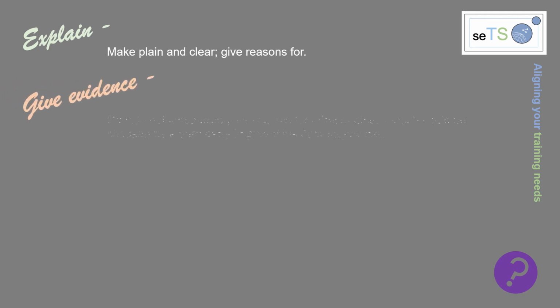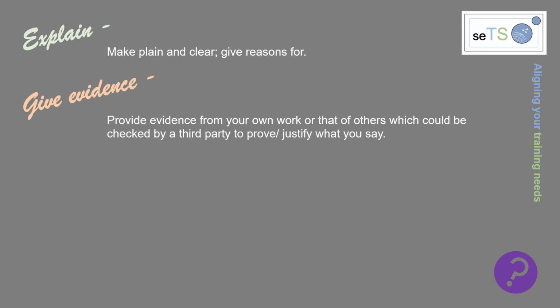Give evidence. Provide evidence from your own work or that of others, which could be checked by a third party to prove or justify what you say. Identify. Point out and describe. What are they? And this involves some selection of subject matter from a larger set or context, and it requires the ability to recognise. The level of cognitive skill required depends on the context and the degree of variation in the set from which the identified elements are being drawn.